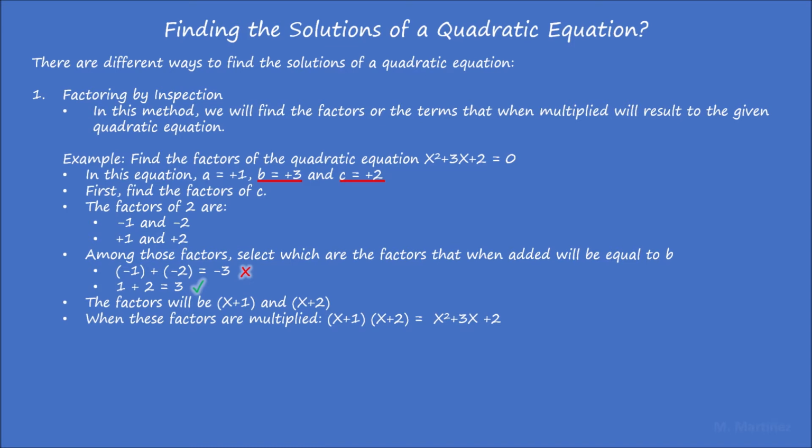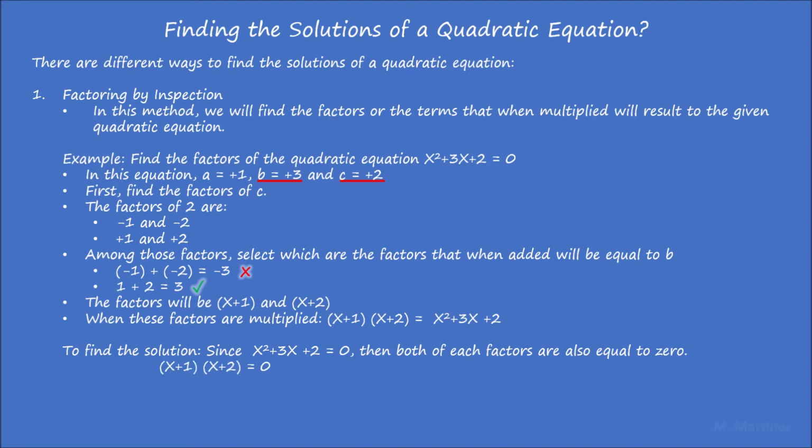Now that we know the factors, the next step is to find the solutions or roots. To find the solution, since x squared plus 3x plus 2 is equal to 0, then each of the factors is also equal to 0. Thus, x plus 1 is equal to 0 and x plus 2 is also equal to 0. From here, we can get the value of x. x is equal to negative 1 and also, x is equal to negative 2.